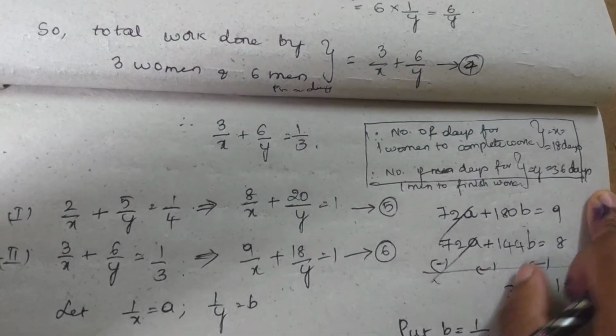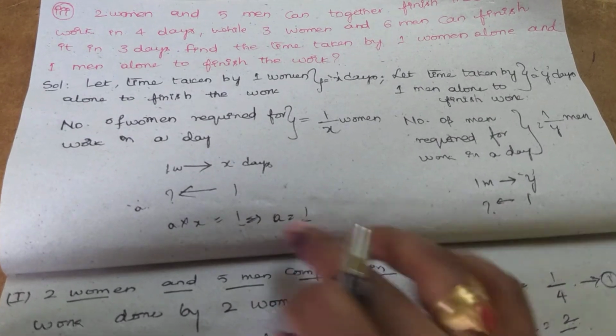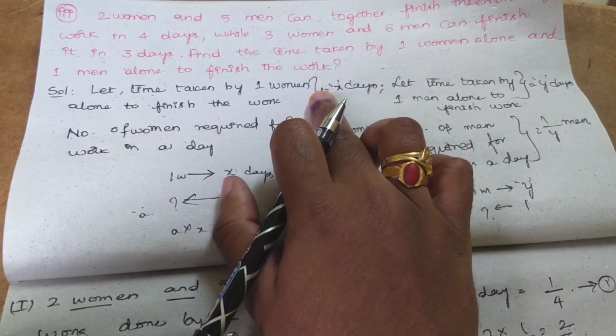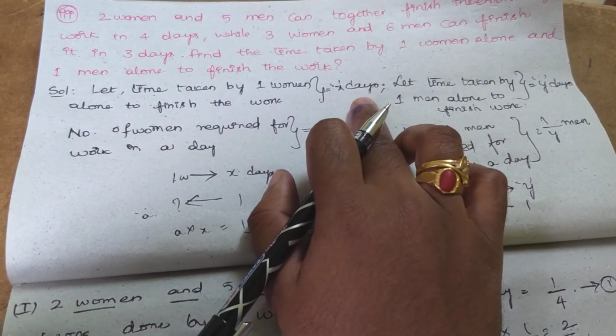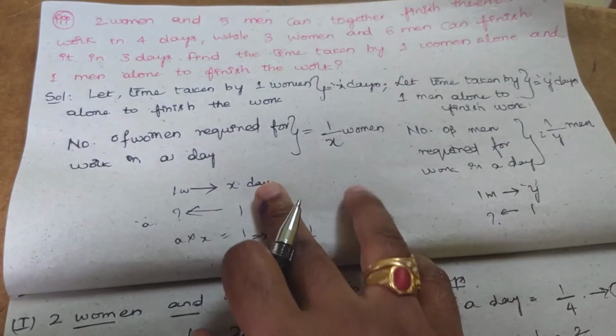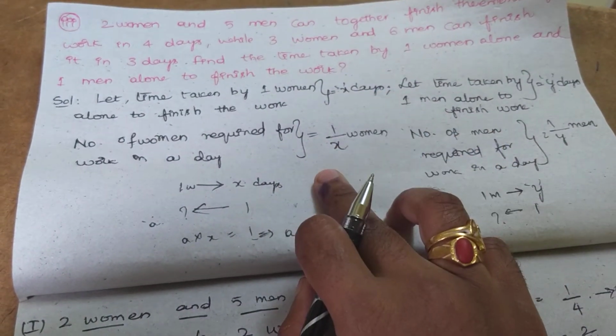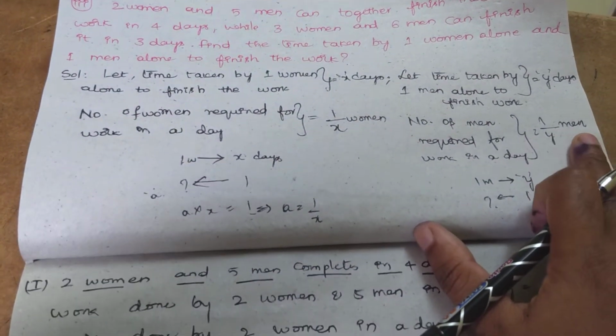I'll explain this to you again in short. First, I have assumed that the time taken by one woman alone to finish the work is x days and the time taken by one man alone is y days. So in one day, one woman does 1 by x of the work, and one man does 1 by y.